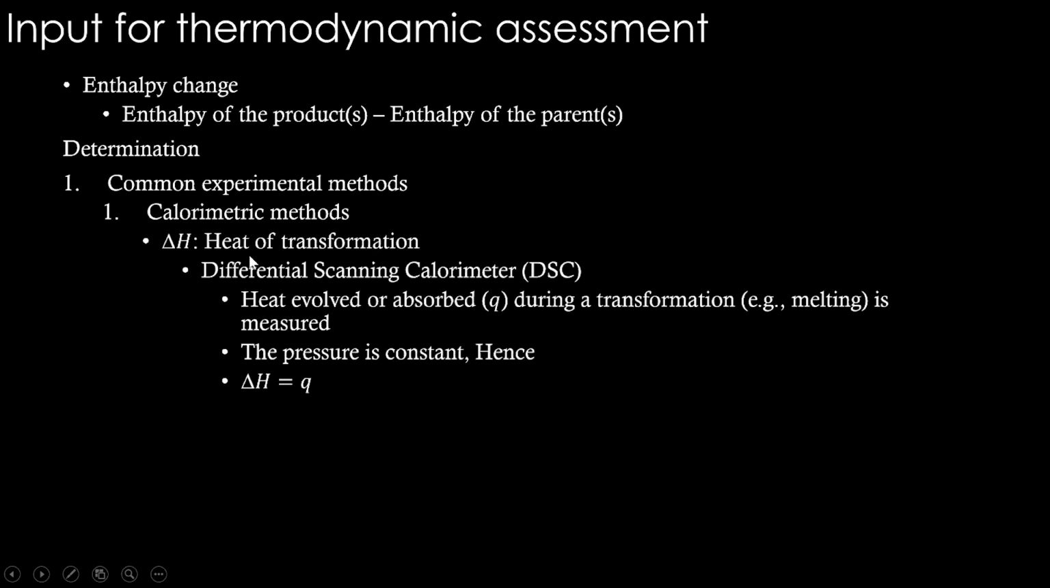First thing is heat of transformation. Delta H is there for many processes. We will see delta H of transformation now. This is figured out from differential scanning calorimetry, or DSC. Okay, I'm not explaining the entire principle. What it does essentially is that the heat evolved or absorbed, Q, during a transformation, for example melting, is measured and the pressure is constant. Therefore, whatever heat is exchanged is equal to the enthalpy change. Okay. That is heat of transformation.